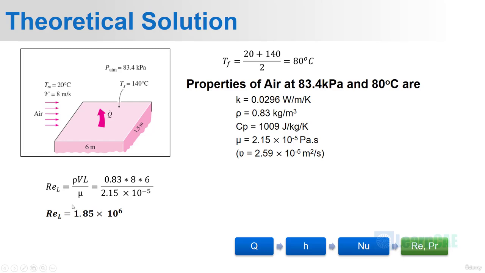First, let us calculate the Reynolds number. Reynolds number is given by rho V L by mu. We shall substitute the values. Solving this, we get Reynolds number is equal to 1.85 into 10 power 6. So this is greater than 1 into 10 power 6. Therefore, the flow is turbulent.